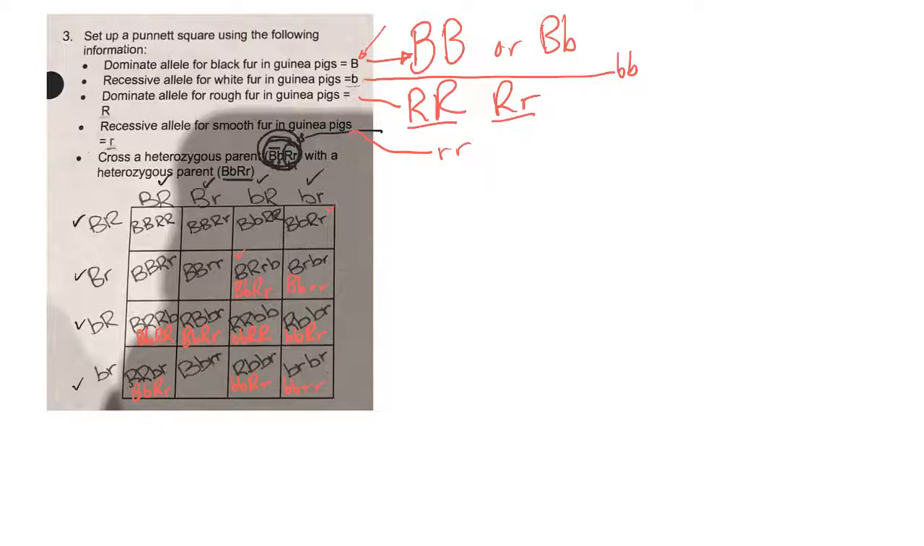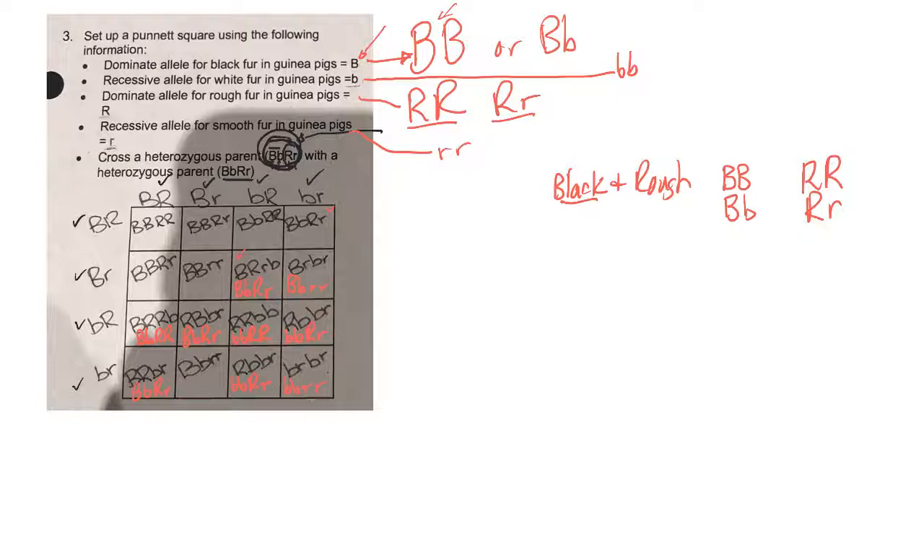So when you're interpreting the data, let's do some options here. If they ask you what percent are going to have black and rough fur, then to get black, you just need to have a big B in there somewhere. So those could be a big B, big B, or a big B, little b. That's going to get you black fur. To be rough, you could have capital R, capital R, or capital R, little r. So any combination of those. Basically, if you have a capital letter in any one of them, it's going to have that trait.